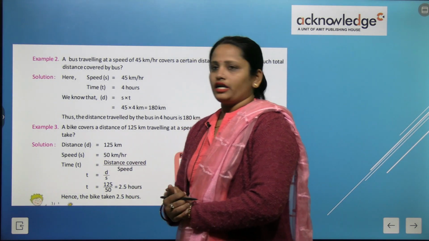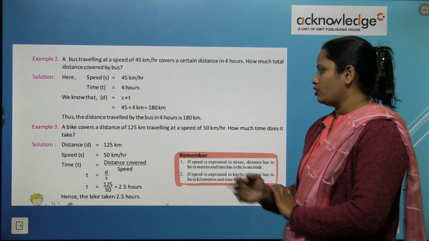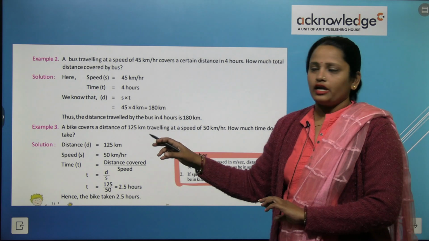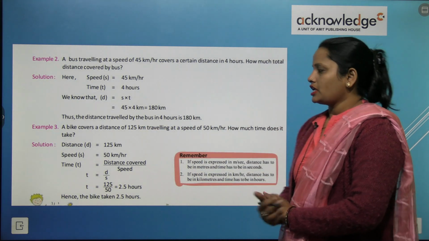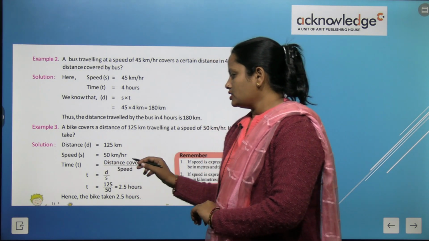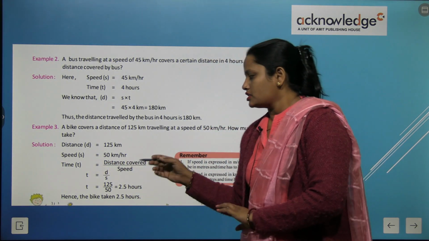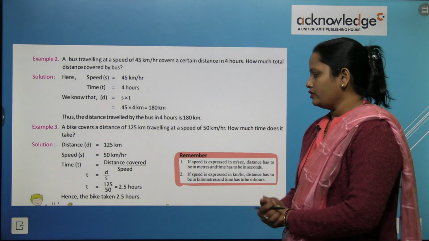Example number 3. A bike covers a distance of 125 kilometers traveling at the speed of 50 kilometers per hour. एक बाइक ने इतना डिस्टेंस कवर किया है इस स्पीड से. What is the time taken? अब टाइम निकालने के लिए what we will do? Distance upon speed. This is the formula. So total distance upon speed, it will be 2.5 hours.